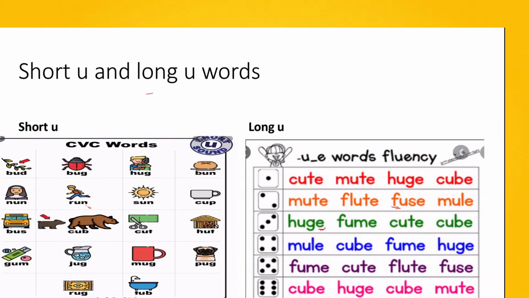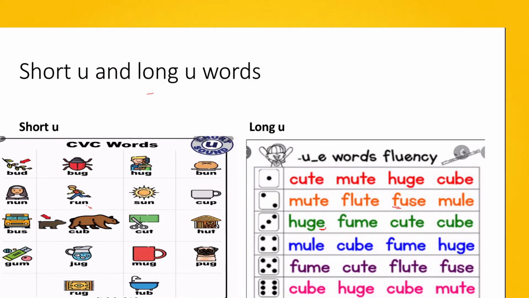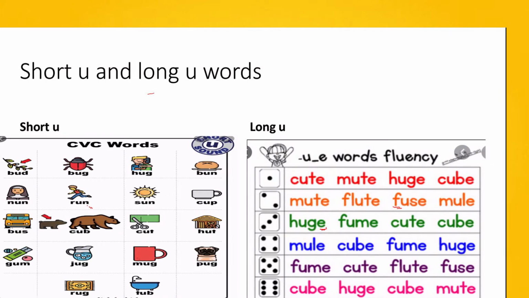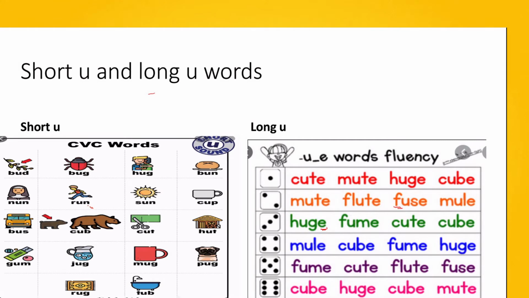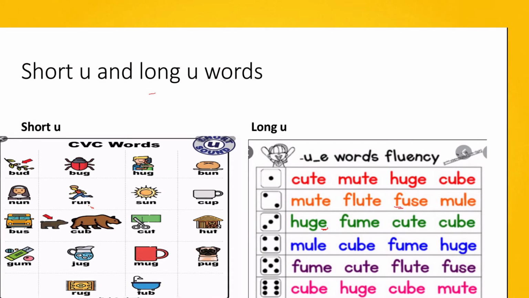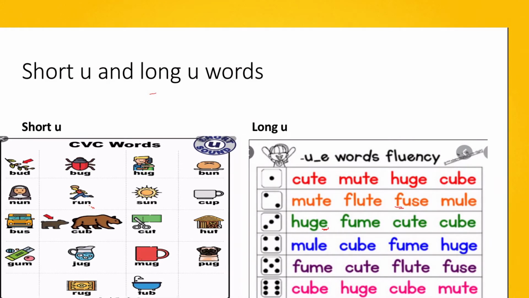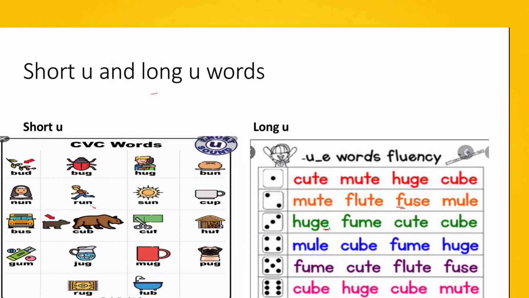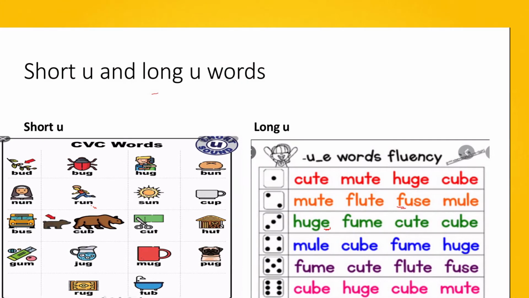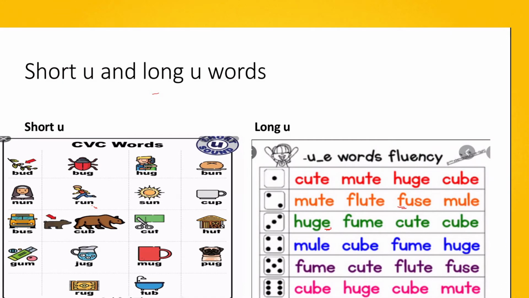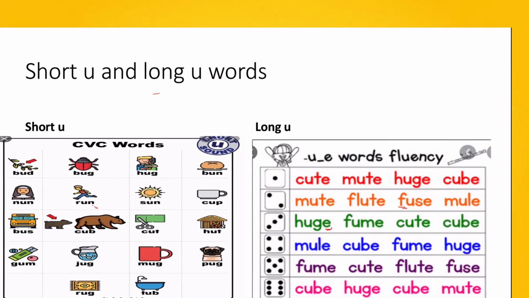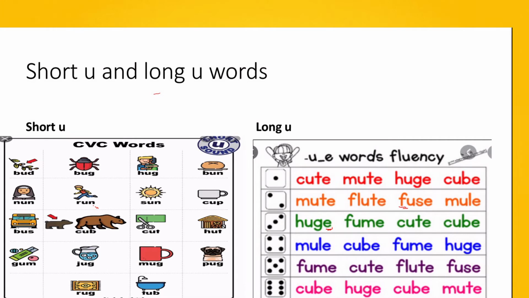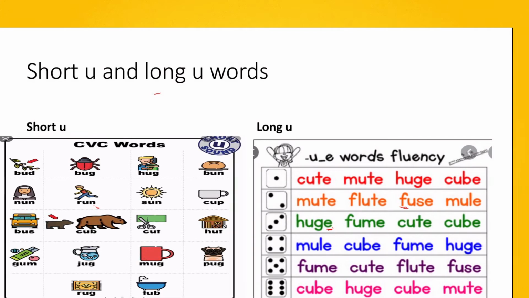Short U and long U. Short U makes the sound uh, like butt: bug, hug, bun, none, run, sun, cup, bus, cub, cut, hut, gum, jug, mug, pug, rug, tub.